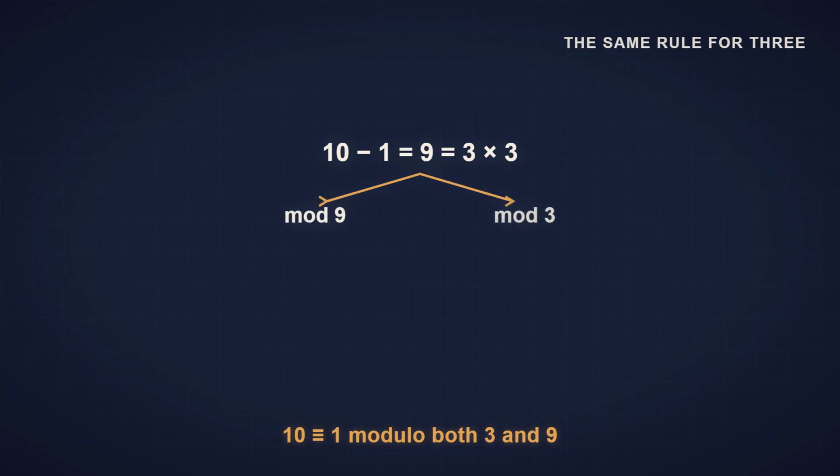729 has digit sum 18, divisible by both 9 and 3. 412 has digit sum 7, so it is divisible by neither. The same construction works because both 3 and 9 divide 10 minus 1.